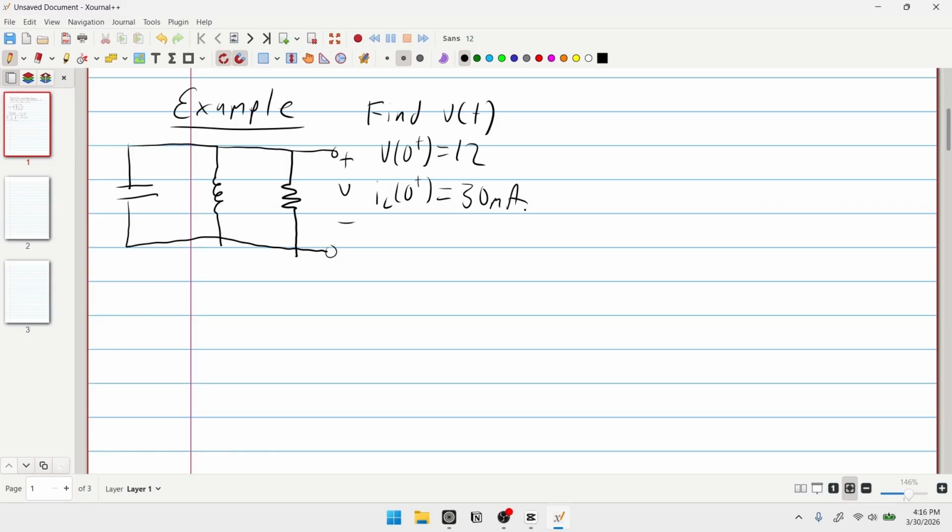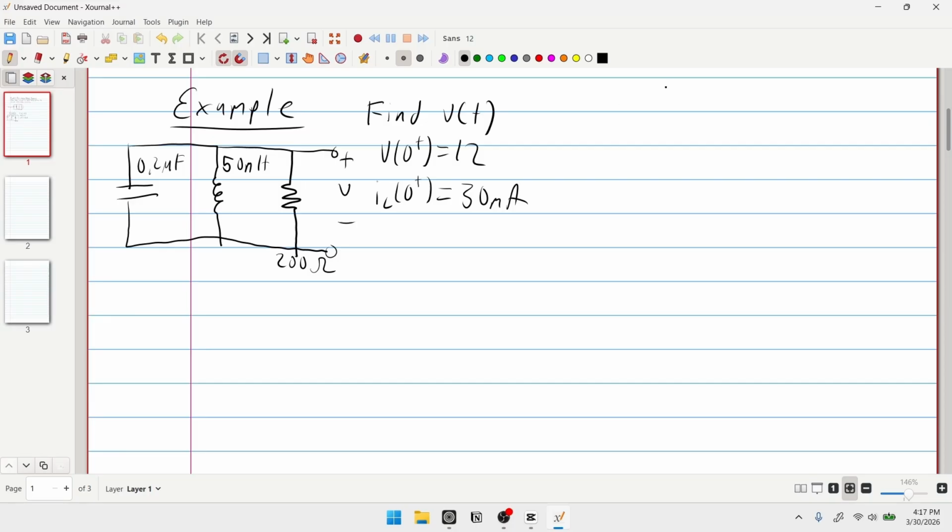So let's start with finding the parameters of this circuit. Oh, sorry, let me write down the values. So we have 0.2 microfarads, 50 millihenries, and then this resistor will be 200 ohms.